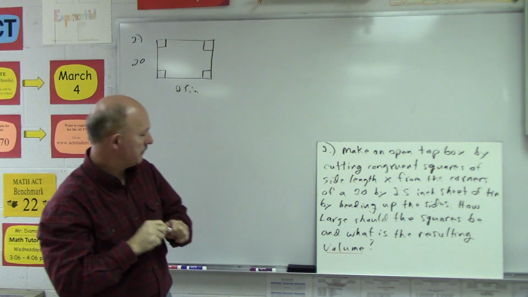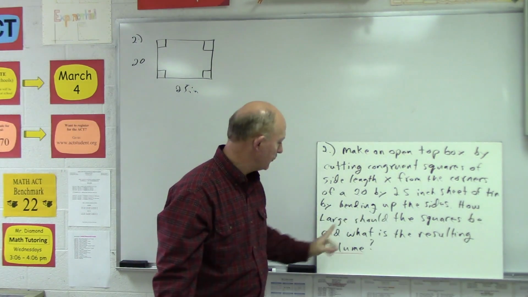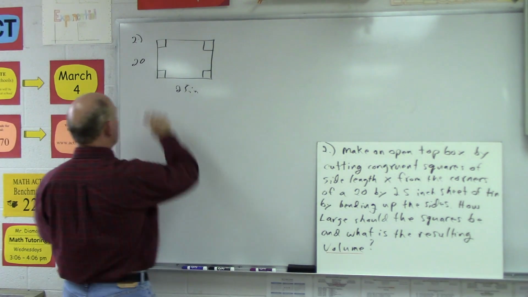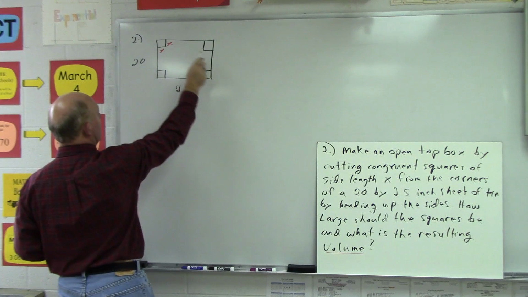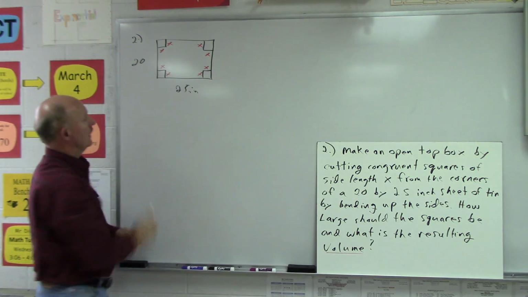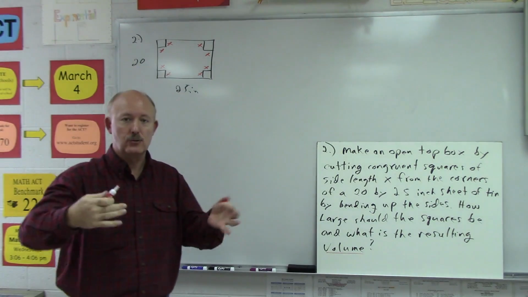Now the problem says, how large should the squares be? So we're going to try to get the size of the squares. We're going to let these congruent squares be x by x. That's going to be our variable here.